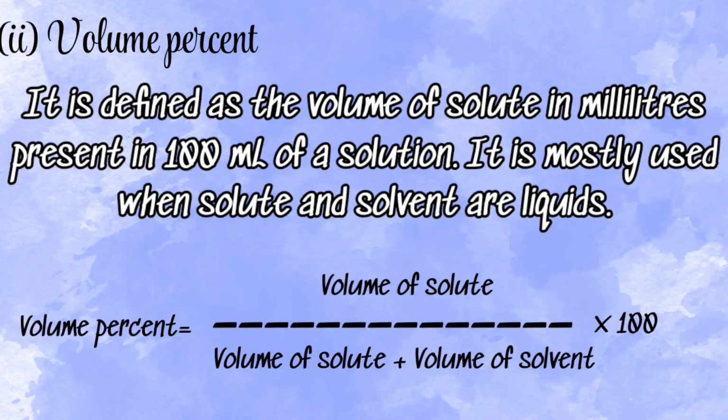Second one, volume percent. It is defined as the volume of solute in milliliters present in 100 ml of a solution. It is mostly used when solute and solvent are liquids. Volume percent = volume of solute / (volume of solute + volume of solvent) × 100.